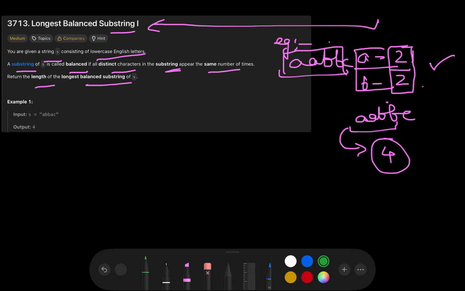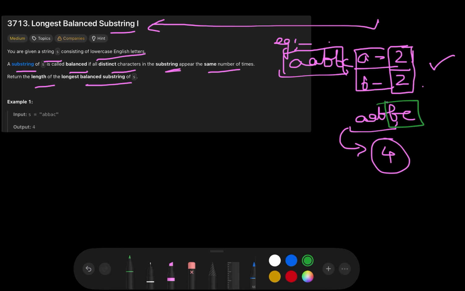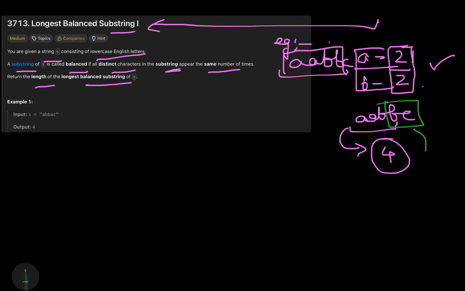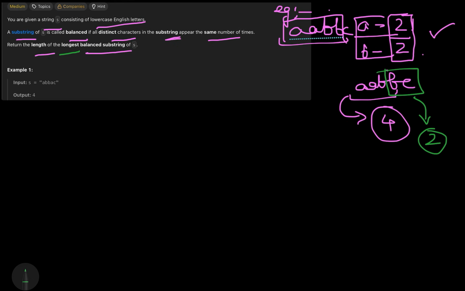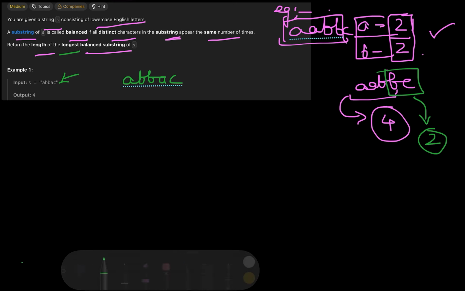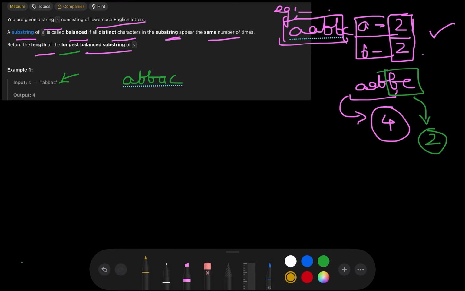See, this b and c would also have been a balanced substring. But why are we not considering it? Because its length is 2, and we have to return the longest balanced substring. Similarly, this example is also the same. Here a, b, b, a, c, this string is our longest.